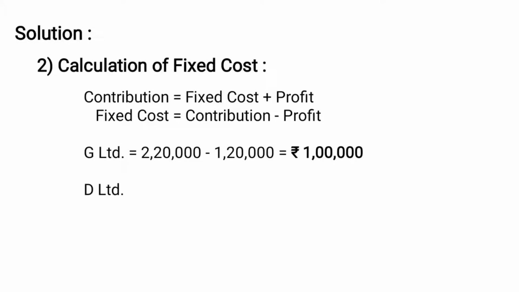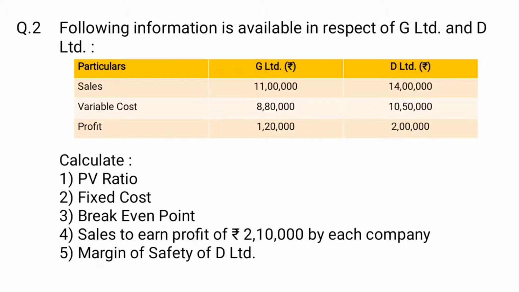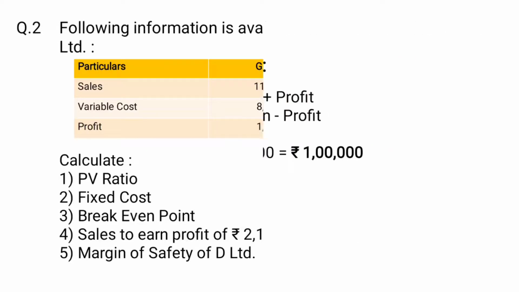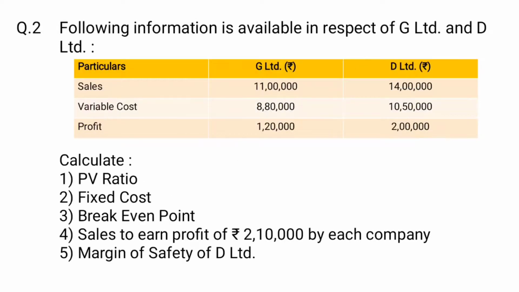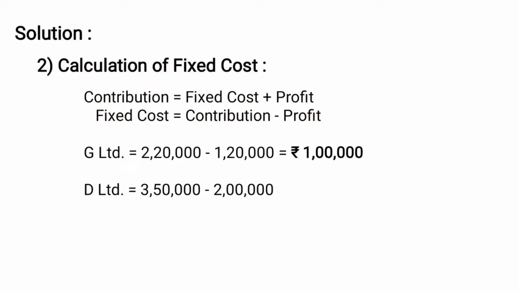Next, for D Limited, contribution amount is 14 lakhs minus 10,50,000, that is sales minus variable cost. So the amount of contribution for D Limited will be rupees 3,50,000 minus profit. So profit amount is given as 2 lakhs for D Limited, which will be equal to rupees 1,50,000.